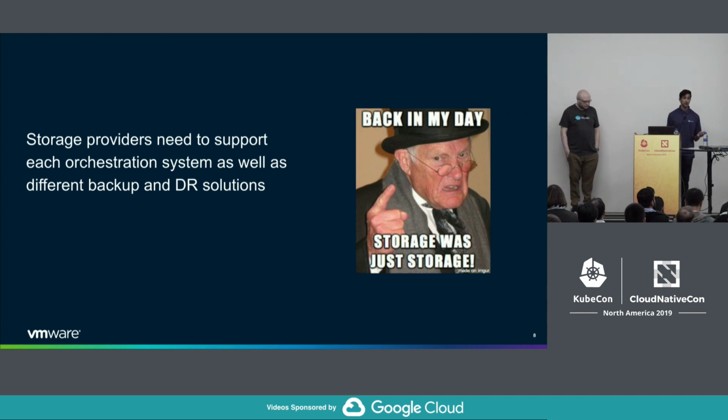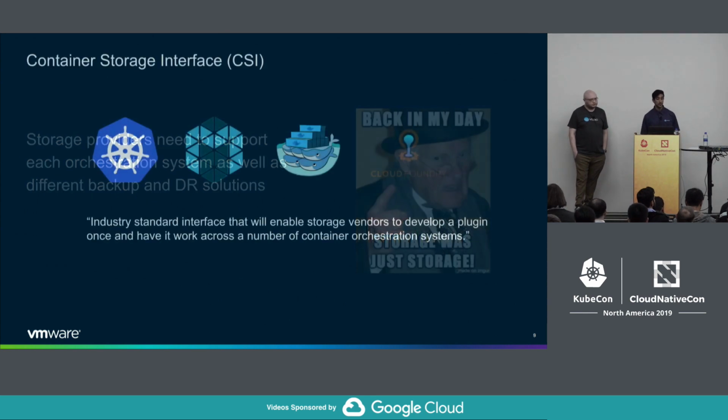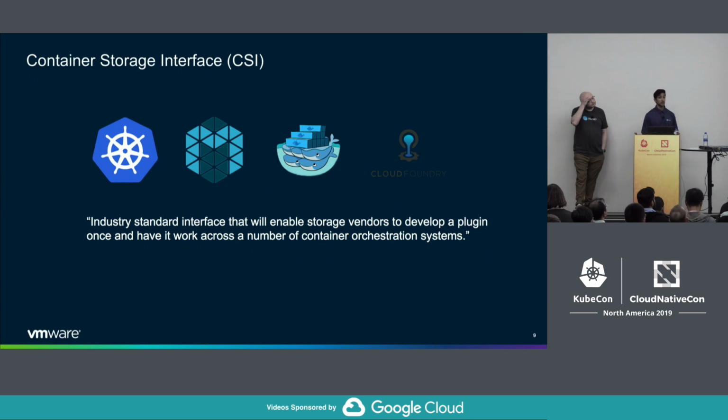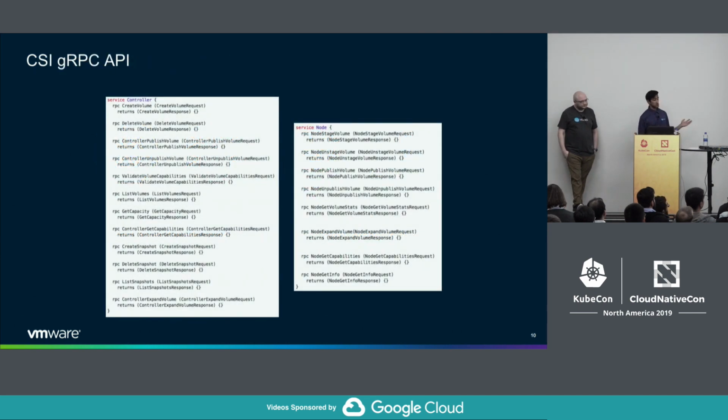Wouldn't it be nice if a storage provider could just implement one interface and have that used by each orchestration system and each tool? This is where the container storage interface comes in. So it's a community-led effort. The communities of Kubernetes, Mesosphere, Mesos, Docker Swarm, and Cloud Foundry came together to support the container storage interface and come up with a standard specification and gRPC API for interfacing with storage. So this is what that gRPC looks like, and it's probably too small for you to see. But it essentially gives us the capability to provision volumes, manage snapshots, and resize volumes using this one interface. So as a storage provider, I can now implement one plugin and have it work everywhere.